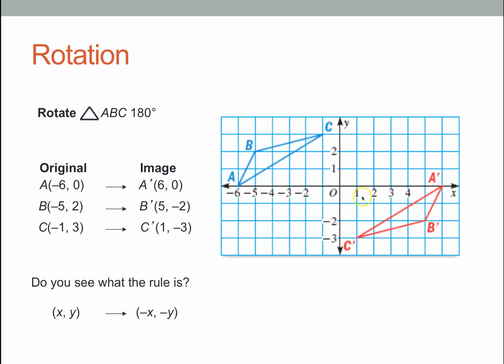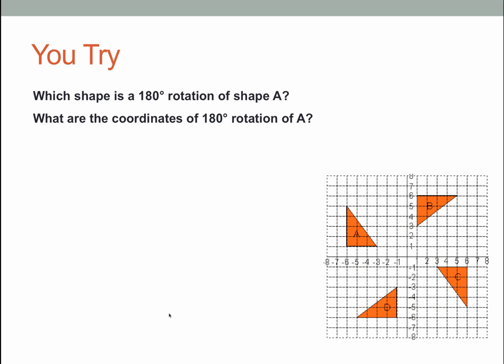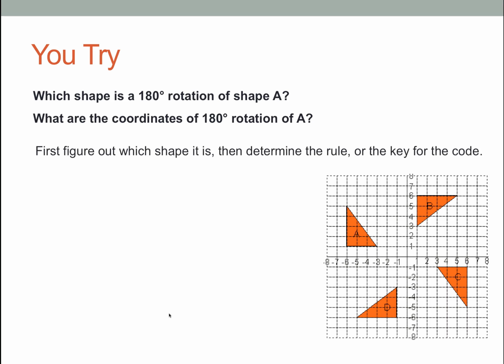So let's take a look on the diagram. I'm sorry, B is negative 5, 2, and B prime is 5, negative 2. So you can see when you rotate 180 degrees around, you're taking the negative values of x and y to get your coordinates. So you try. Which shape is a 180 degree rotation of shape A? And what are the coordinates of the 180 degree rotation of A? So first figure out which shape it is, then determine the rule or the key for the code. So why don't you pause and come back once you've done that.